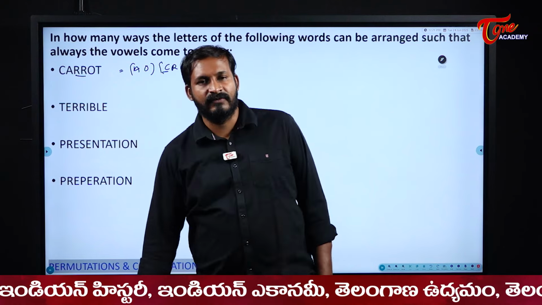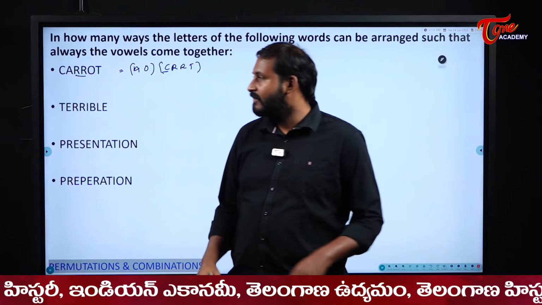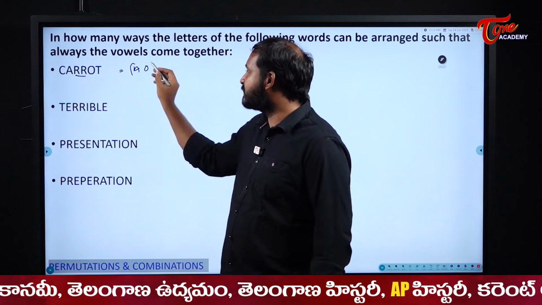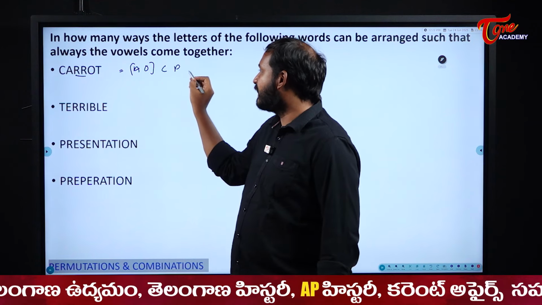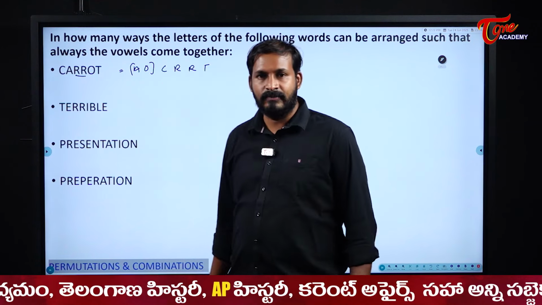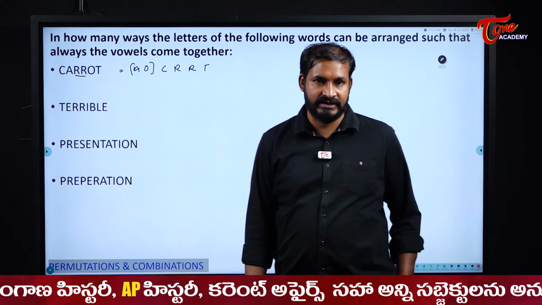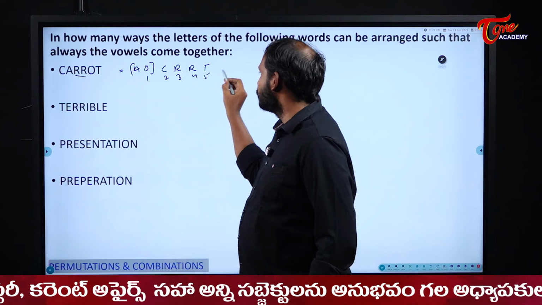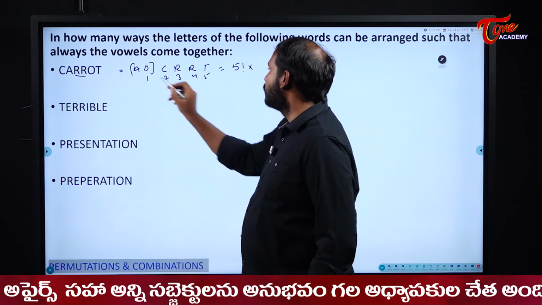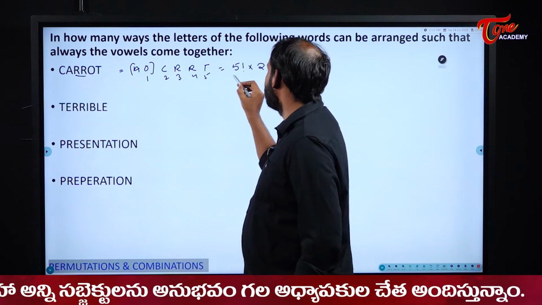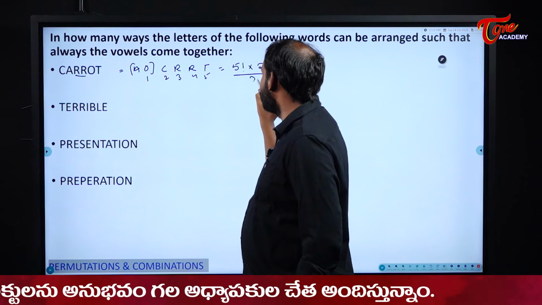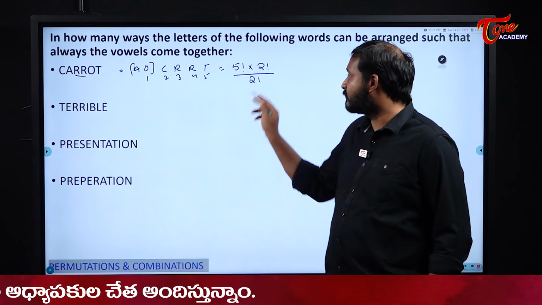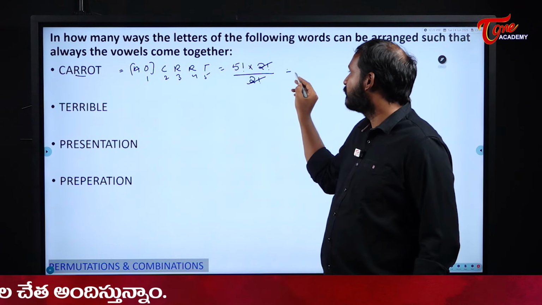Students, please be careful while writing these groups. Why? Because there is a chance of missing some letters here. So always please be careful whether we are writing all the letters or not. Please cross check it once or twice. Okay, so 1, 2, 3, 4 and 5. So 5 factorial into, this 2 can be arranged in 2 factorial ways, by, and R was repeated 2 times, so 2 factorial. This will become what? 120.